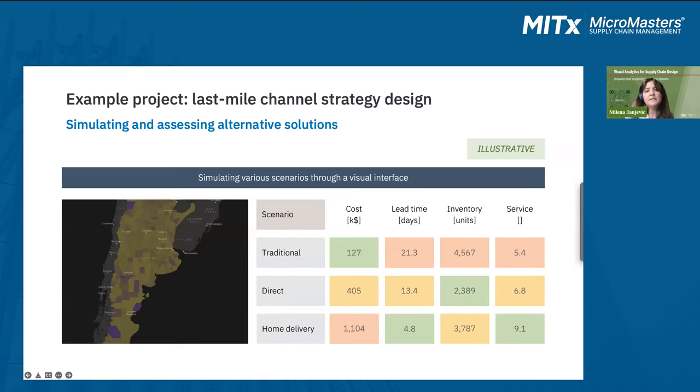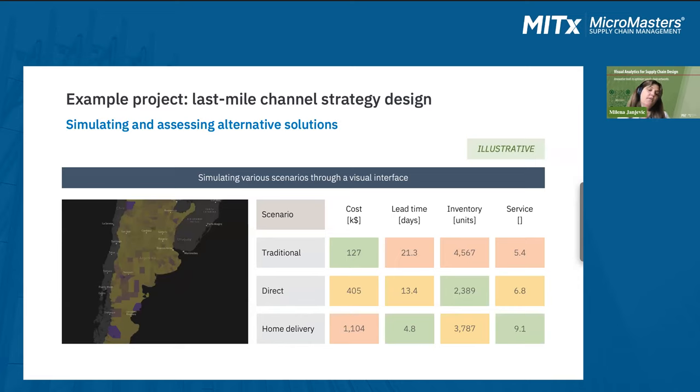Now, in this specific case, what you can observe is that none of the scenarios is all green or all red. So, for example, my traditional scenario has the best performance in terms of cost. My home delivery scenario has the best performance in terms of service. Now, the question becomes, how do I decide? How do I make trade-offs between cost and service level? How do I choose when I am facing an ambiguous situation such as this one?